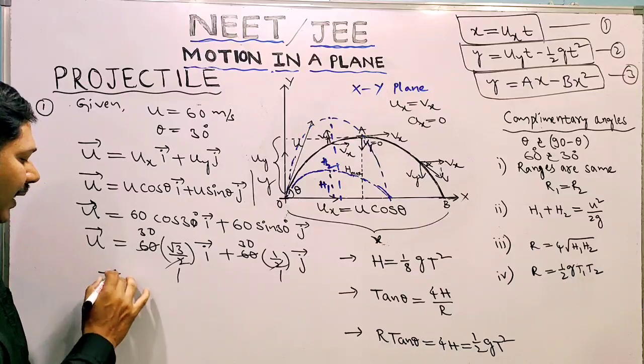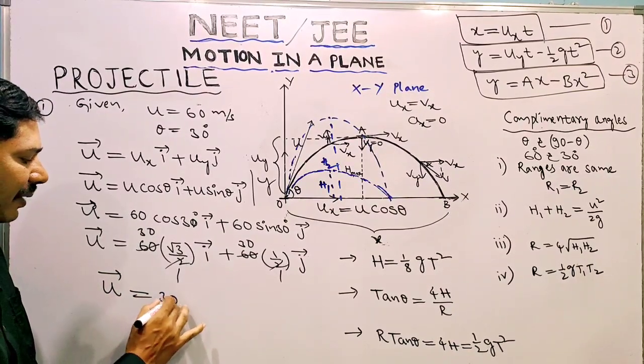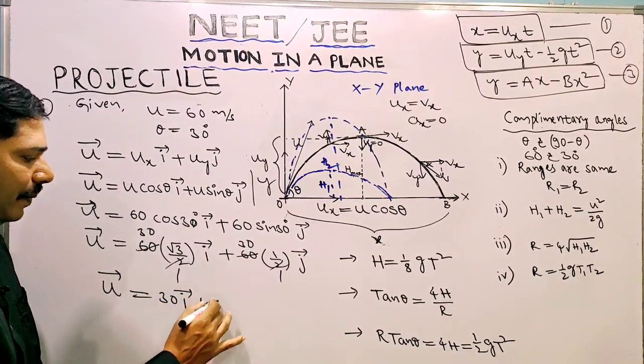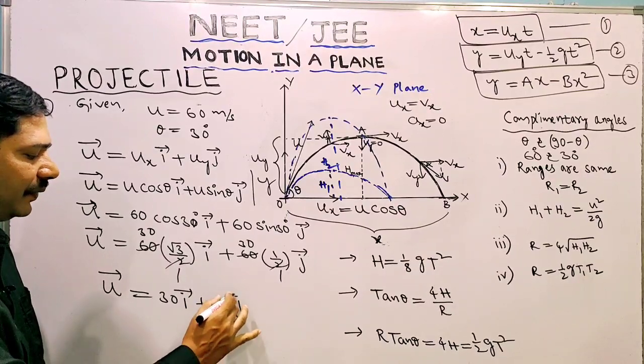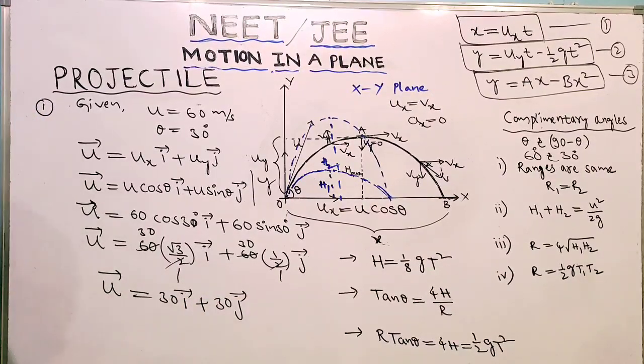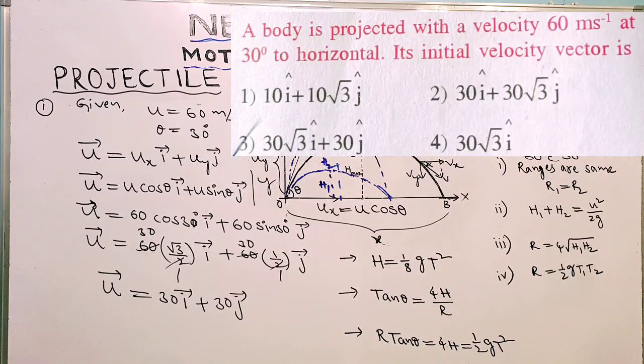Now u bar equal to 30 root 3 I bar plus 30 j bar. Okay, now you can check the screen. So which option is correct? Third option is correct. 30 root 3 I bar plus 30 j bar. Which option is correct? Third option is correct.